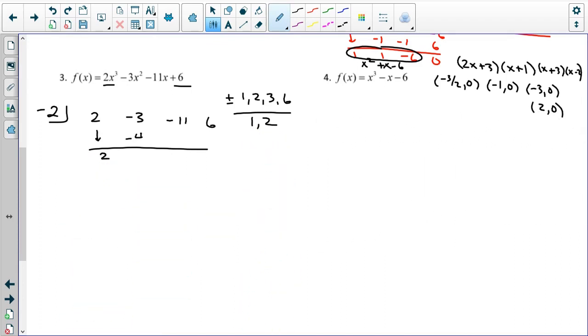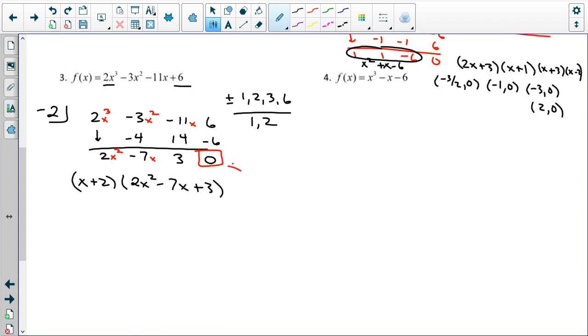2 times negative 2 is negative 4. Negative 7 times negative 2 is 14. 3 times negative 2 is negative 6. And I finally have a winner where my remainder is 0. So I can write this as x plus 2 times 2x squared minus 7x plus 3. Once again, remember that all of these powers end up being reduced by 1 in the algorithm, and then this is the remainder.